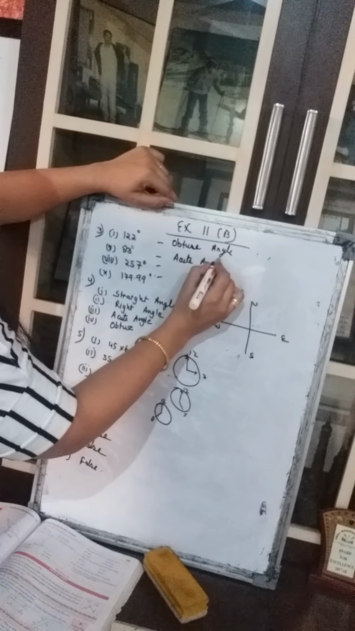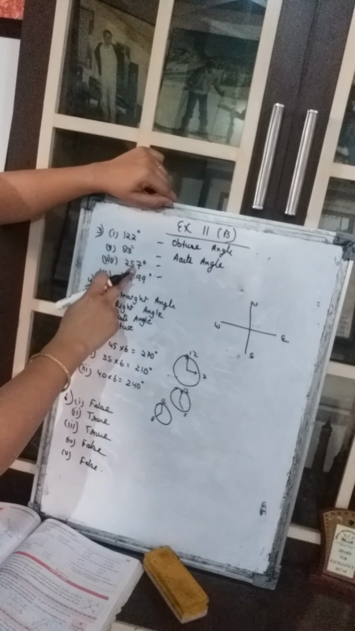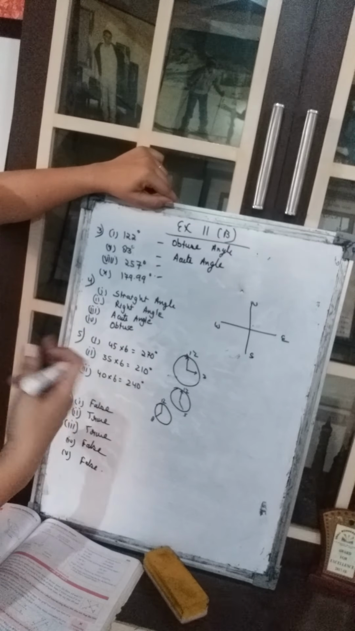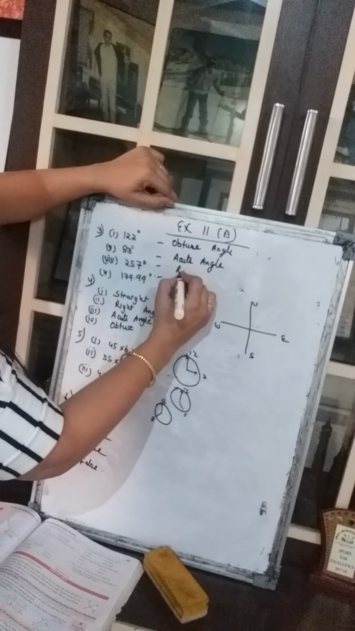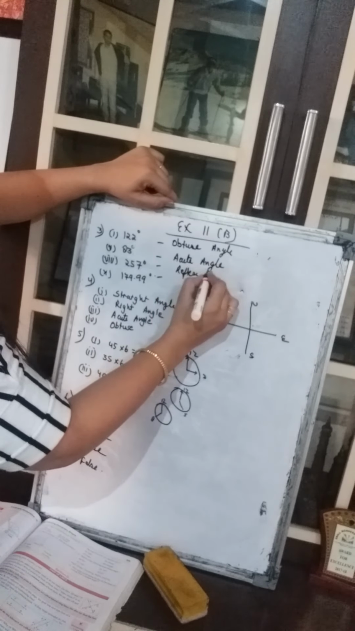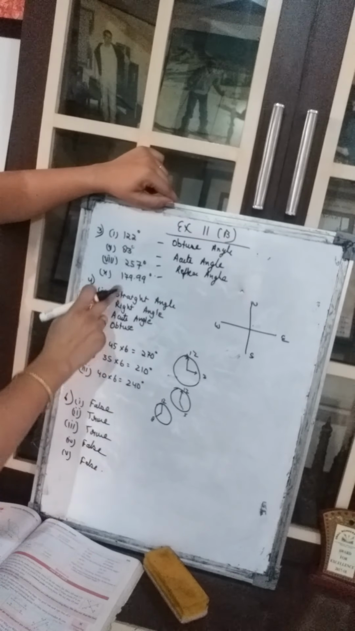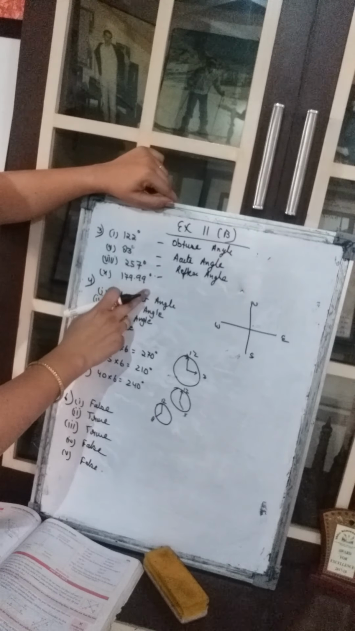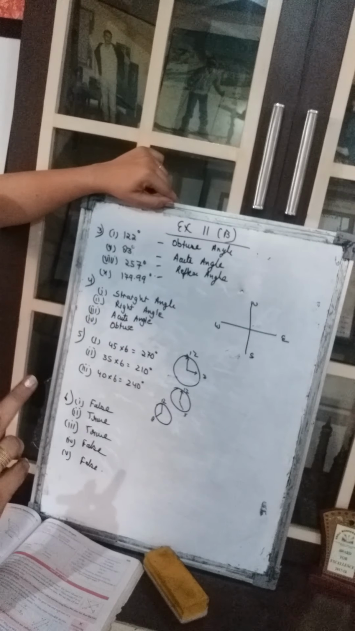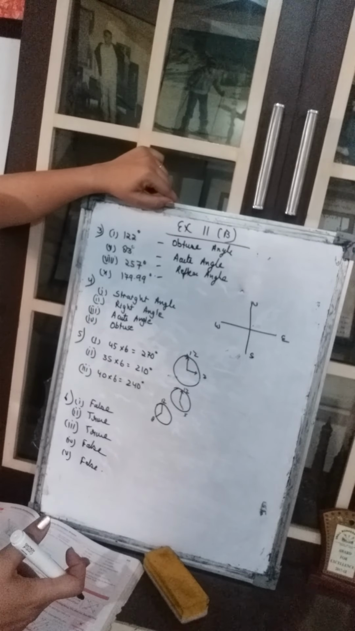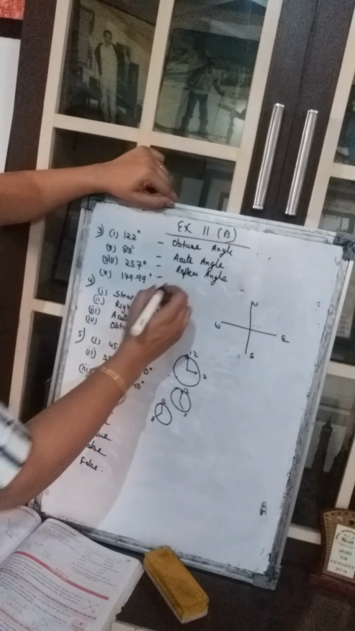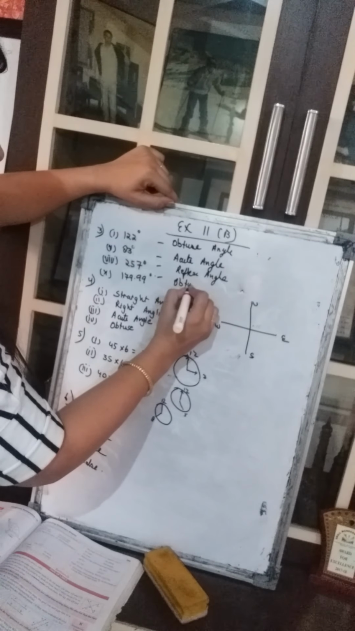Now we come to 257 degree. 257 is more than 180 and less than 360. So it is which angle? Reflex angle. Now the last one, 10th part we will do. It is 179.99. See girls, it has not reached 180. It is less than 180. So which angle will it become? It will become obtuse angle. Okay. So this is obtuse angle.